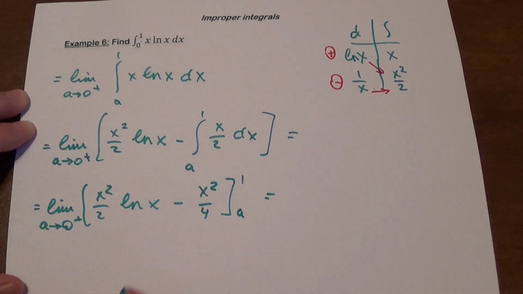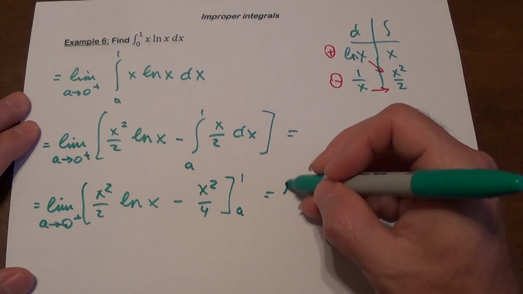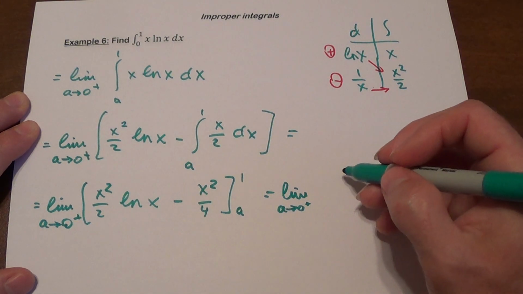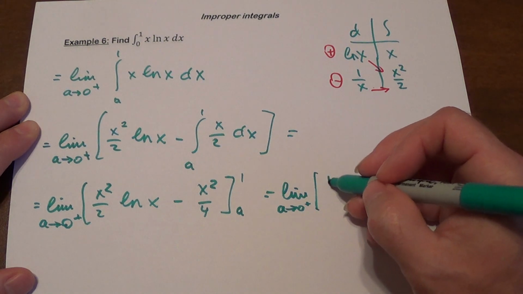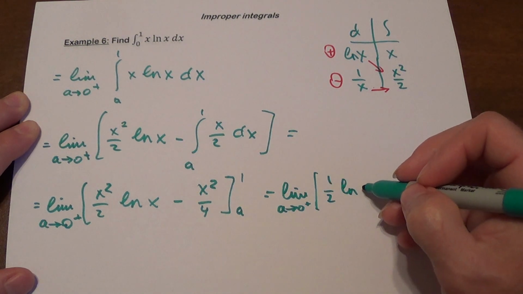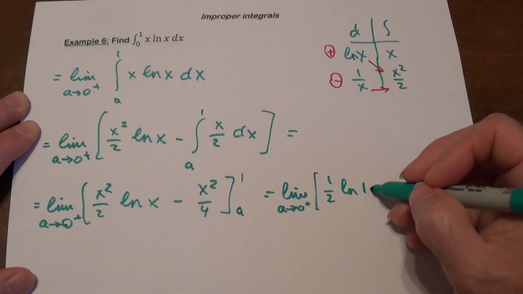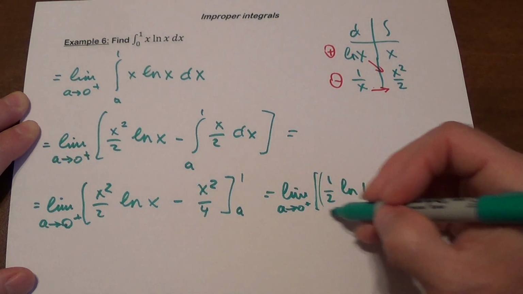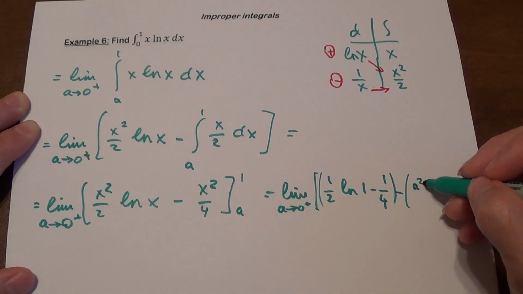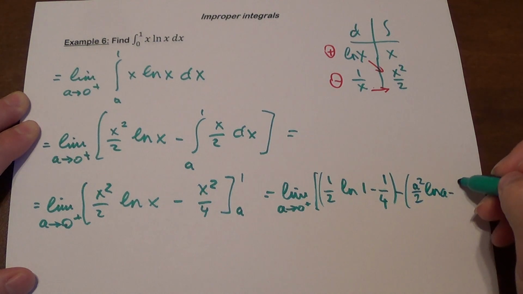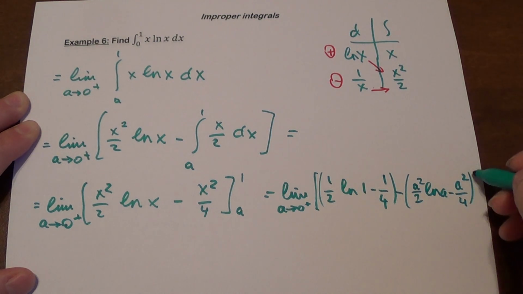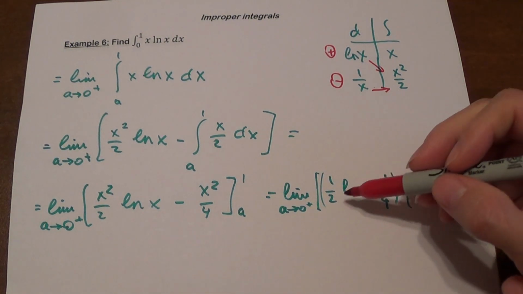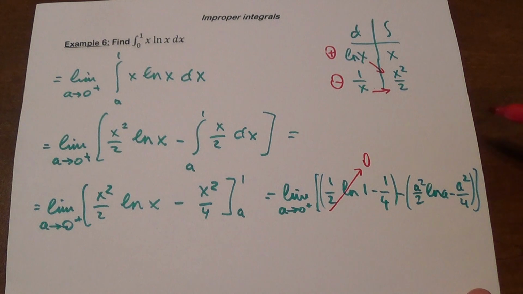So we substitute this. It's going to give us the limit as a approaches 0 from the right. So what are we getting here? We're going to get 1/2 ln 1 minus 1/4, and then minus a squared over 2 ln a minus a squared over 4. Let's see, natural log of 1 is 0, so this whole term is going to be 0.